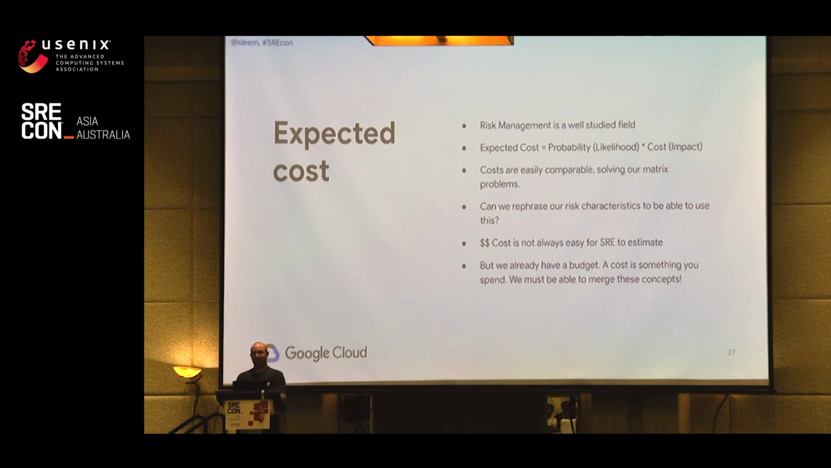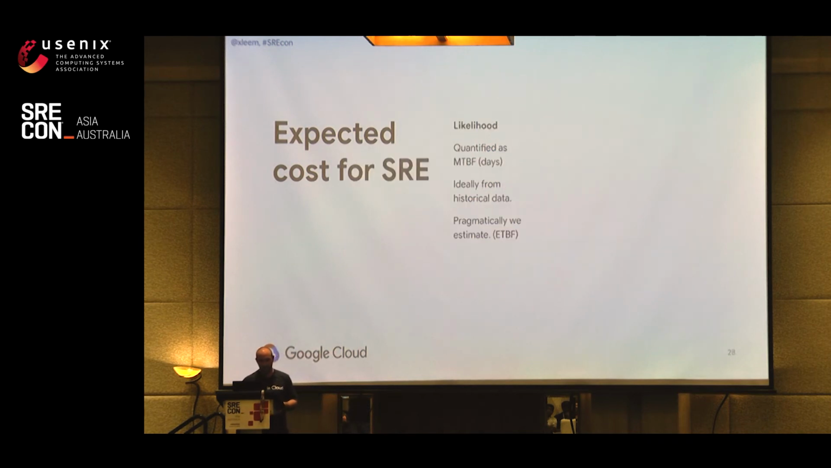But go back to what we talked about at the start, and we have something called an error budget, and budget is related to cost. So if we can talk about the expected cost of a risk to our error budget rather than to a financial cost, then we might be able to make this work. So here's expected cost from an SRE perspective. Likelihood, we can quantify as the MTBF, might be the common term that you've heard, the mean time between failure. How often does this risk occur?